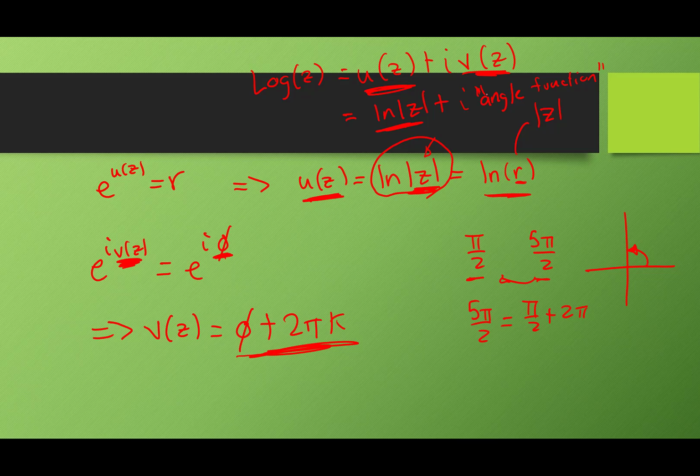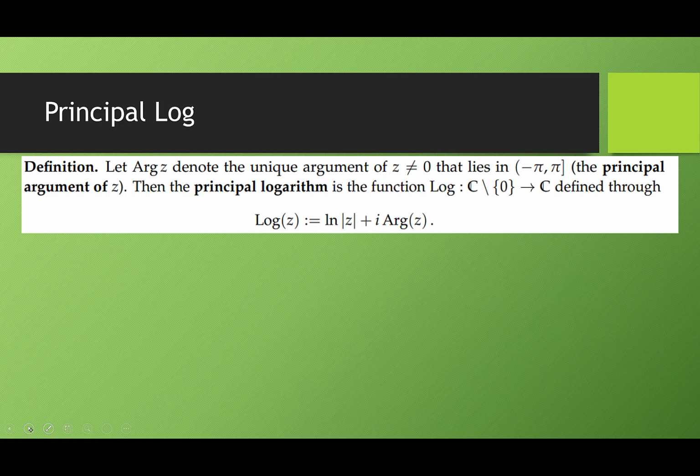So in any case, we've sort of characterized in a way what the logarithm should look like. The logarithm has to look like ln of z, but we have a little bit of freedom here in this angle function. We actually have a lot of things that this could be. So what do we usually take it to be?